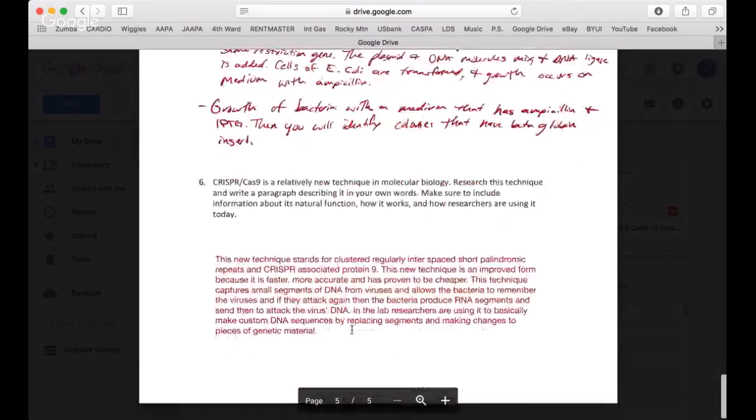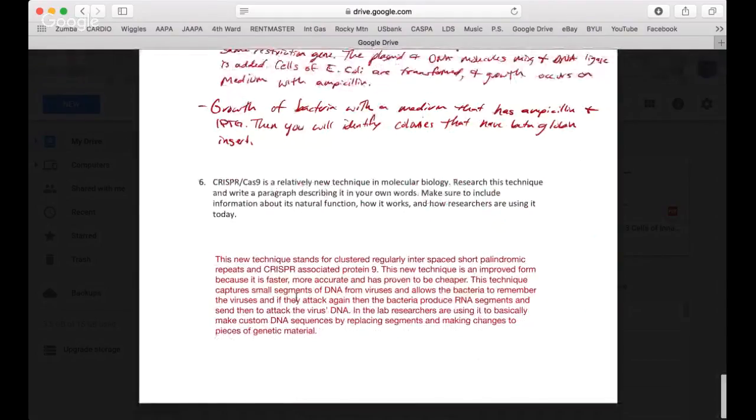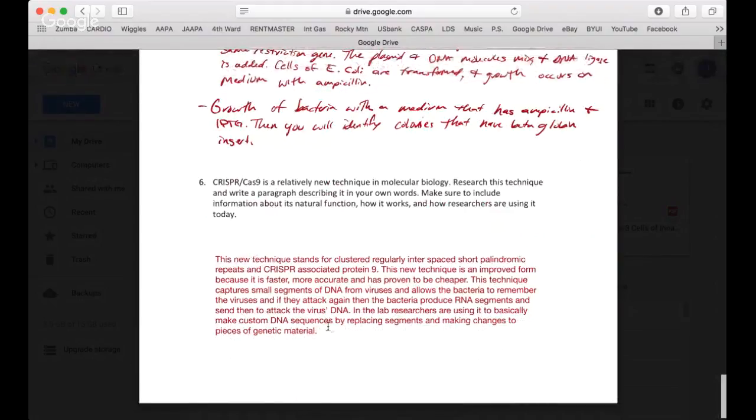And then for number 6, this is kind of the research I did. It was just kind of a summary, but so there it is. I put this new technique stands for clustered regularly interspaced short palindromic repeats, and then the CRISPR-associated protein number 9. This new technique is in improved form because it's faster, more accurate, and has proven to be cheaper.